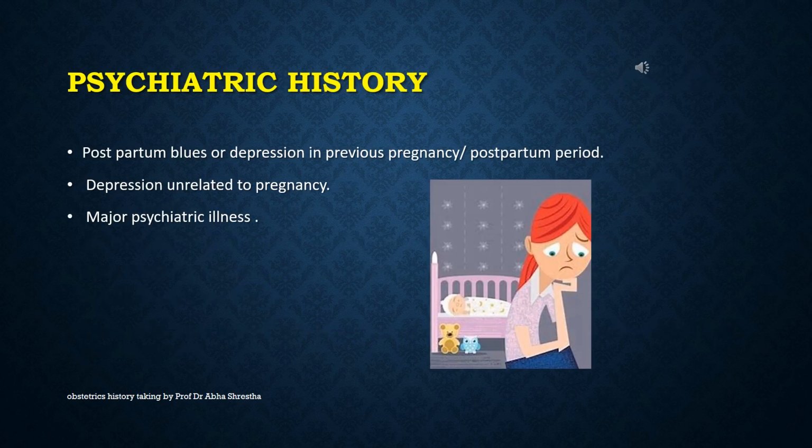Psychiatric history is very important. When we take obstetric history, we should ask about history of postpartum blues or depression in previous pregnancy or in the postpartum period, and depression unrelated to pregnancy or any major psychiatric illnesses that she has or for which she is taking any medications.